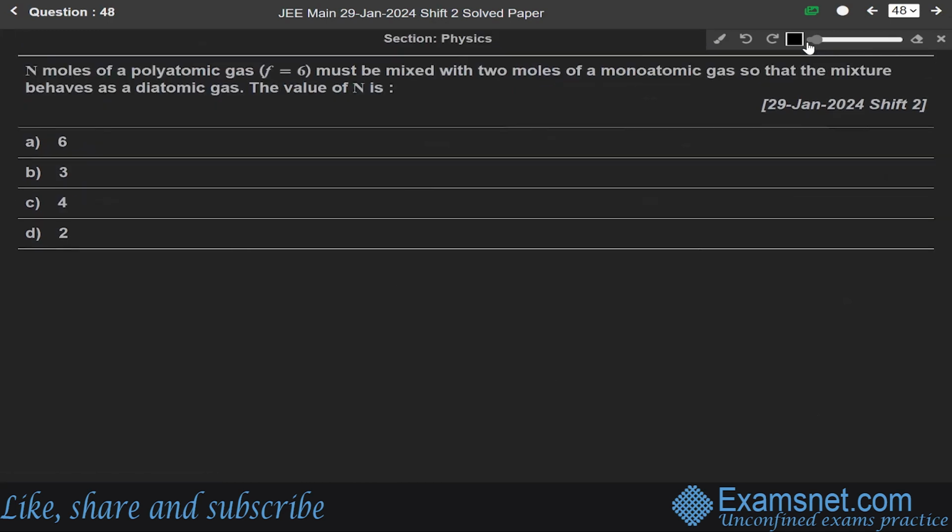Now next question 48. N molecules of polyatomic gas, f equals to 6, must be mixed with 2 moles of monoatomic gas so that the mixture behaves as a diatomic gas. The value of N is. So this question is from the chapter of kinetic theory of gases. Okay.